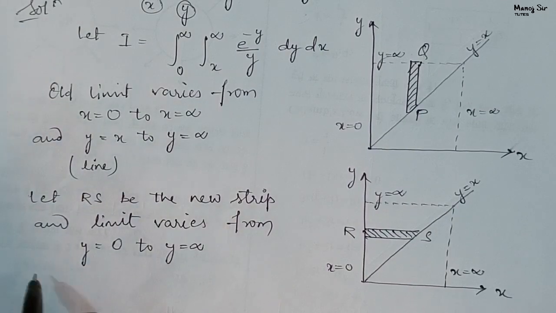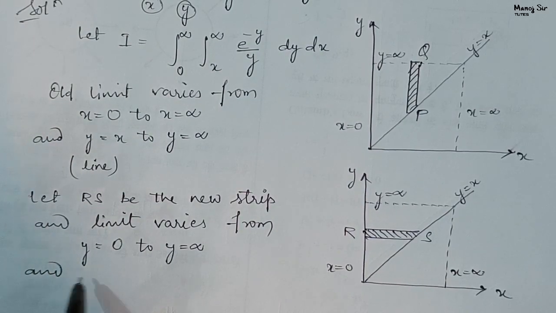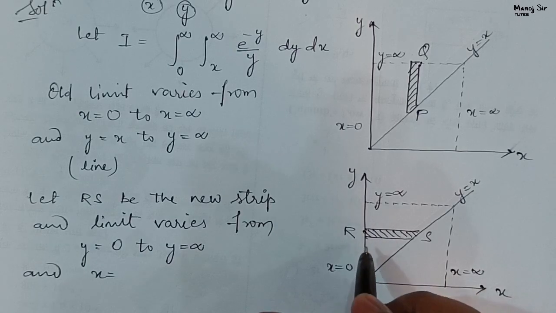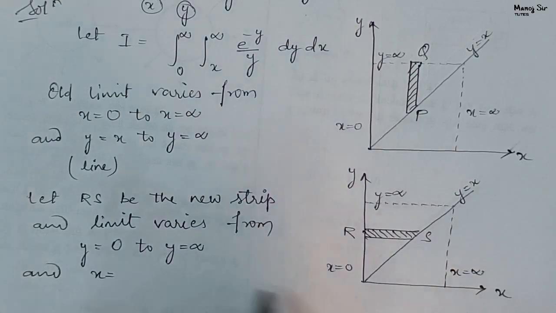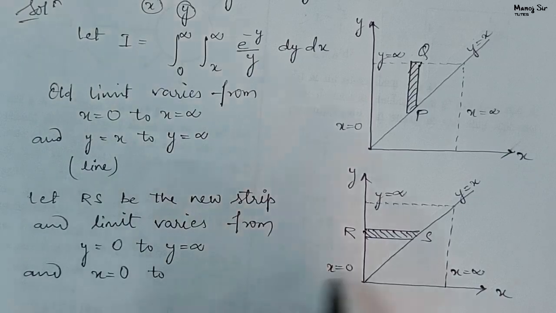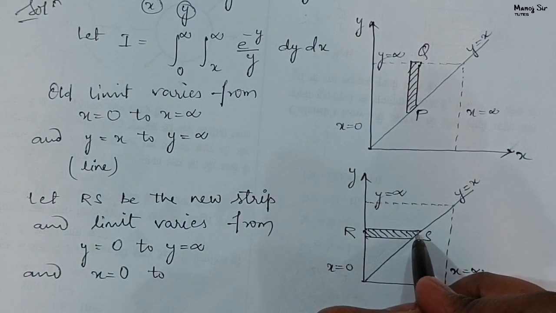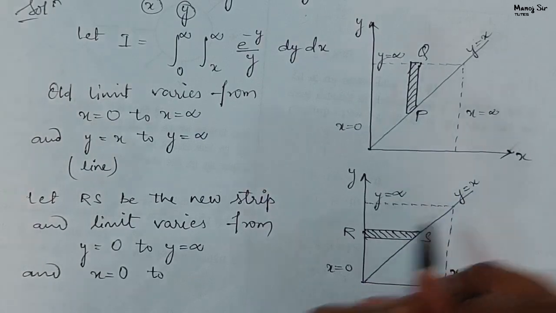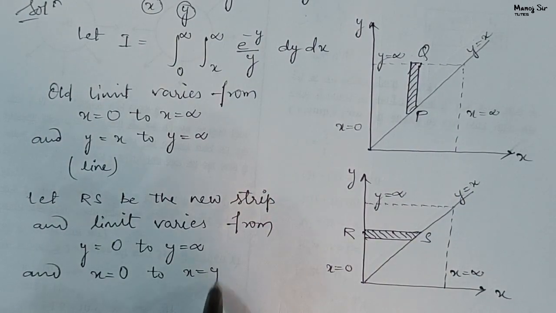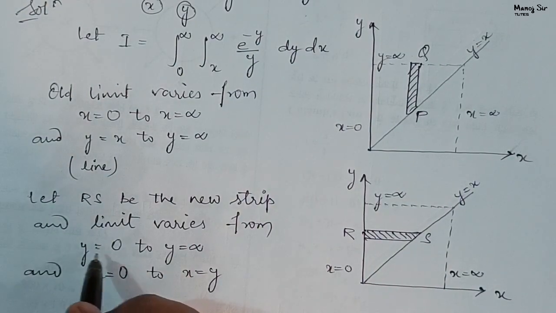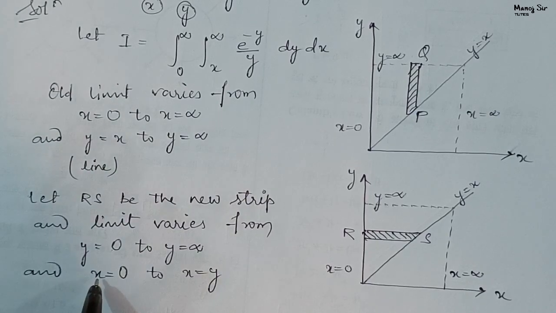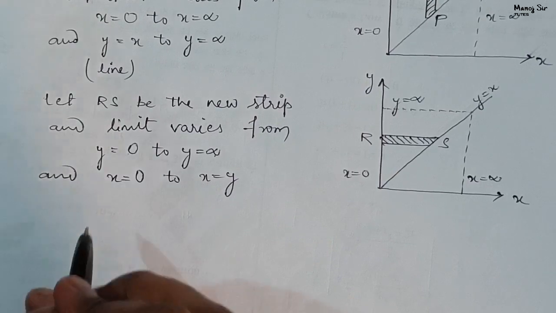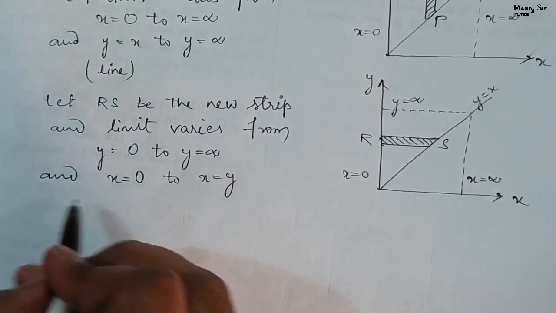Y equal to 0 to y equals to infinity, and x equals to, if you take the leftward part, that is R, it is on x equal to 0. That is x equal to 0 to, if you see the rightward part, that is S, it is on the line which is y equals to x. So we can say x equals to y. So we can say the limit of y goes from 0 to infinity, and the limit of x goes from 0 to y. So after this, we will change the order of integration.